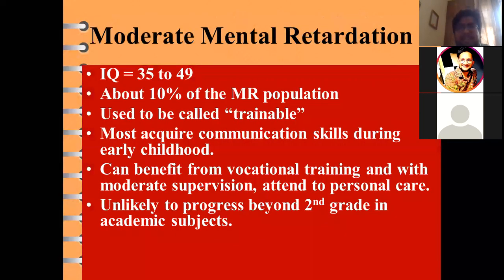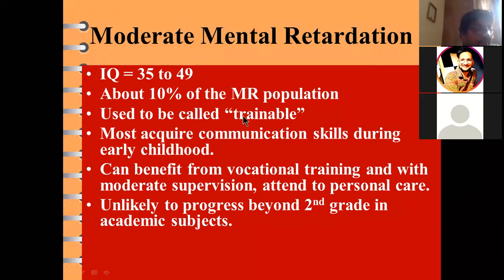Next is moderate mental retardation. These are people whose IQ level is between 35 and 49. If your IQ level is between 35 and 49, you come under this category called moderate mental retardation. This is somewhat more severe, above mild. About 10% of people with mental retardation come under moderate mental retardation, whereas 85% come under mild. Mild mental retardation people we call educable. Moderate mental retardation people we call trainable.